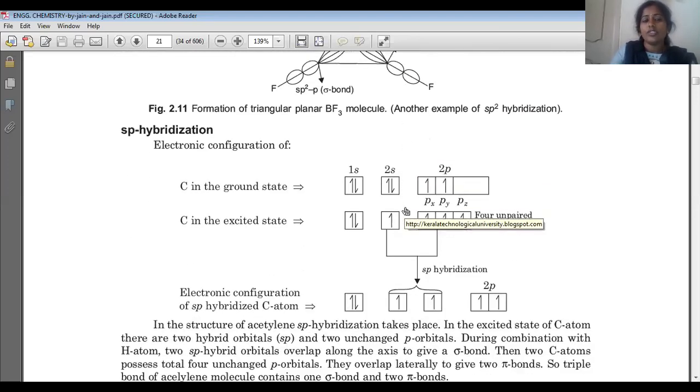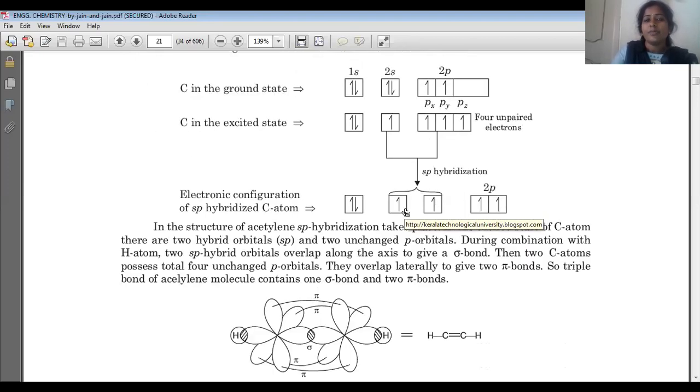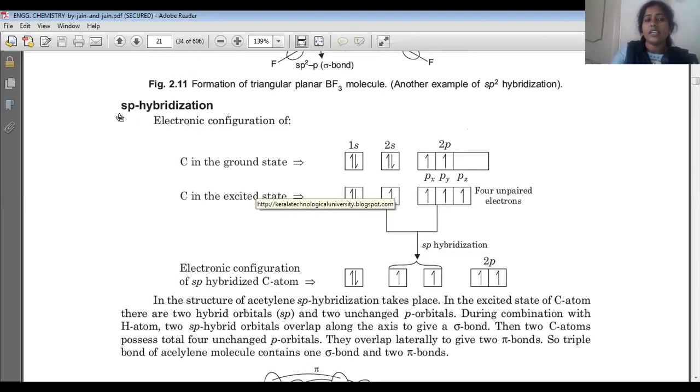And now we are going to discuss sp hybridization. In this we have the meaning: sp stands for one s orbital binding with one p orbital. sp hybridization leads to the formation of a linear molecule. Always, sp hybridization leads to a linear molecule with a 180 degrees bond angle.